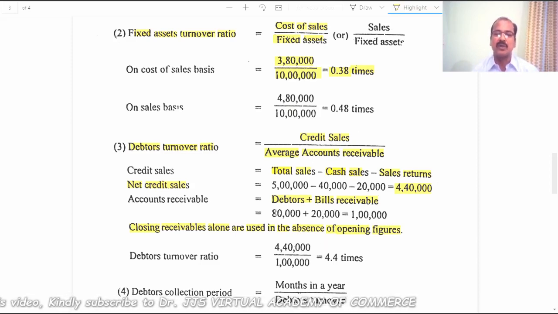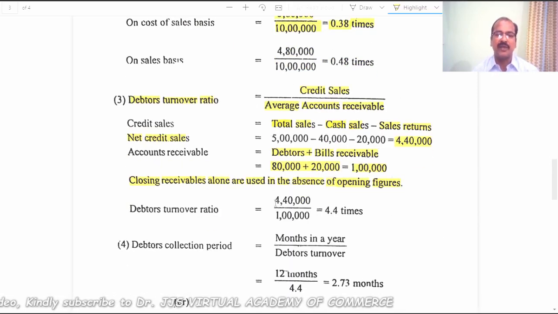So, it comes to what? The closing accounts receivable is nothing but 1 lakh rupees: closing debtors 80,000 plus closing bills receivable 20,000. It gives us 1 lakh rupees of closing accounts receivable. Now, debtors turnover ratio: 4,40,000 rupees, which is nothing but credit sales, divided by the closing accounts receivable of 1 lakh, gives us 4.4 times.